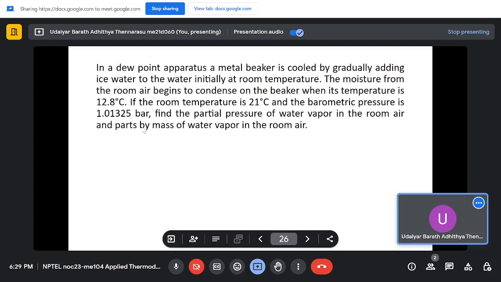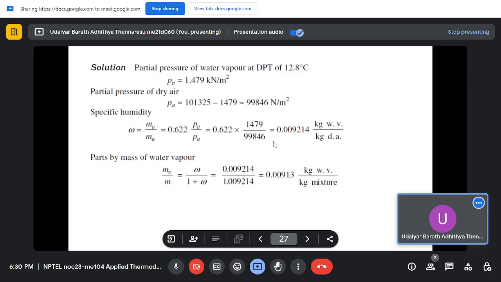So now if the room temperature is 21 degrees Celsius and the barometric pressure is 1.01325 bar, find the partial pressure of water vapor in the room air and the parts by mass of water vapor in the room air. So what is the mass fraction of water vapor in the room air and the partial pressure of water vapor in the room air? That's what has been asked. We know the partial pressure of water vapor at the dew point temperature, which is 12.8 degrees Celsius, is 1.479 kilonewton per meter square.